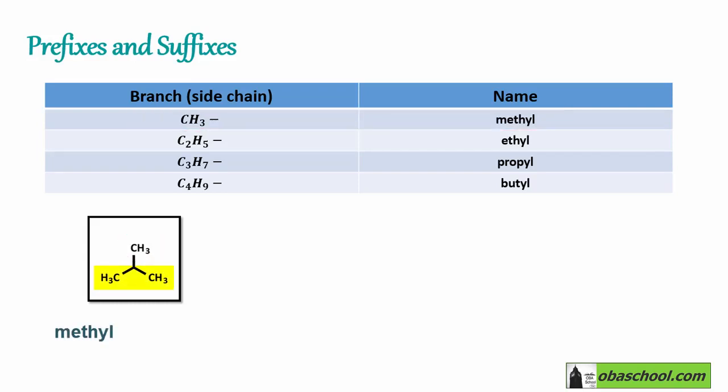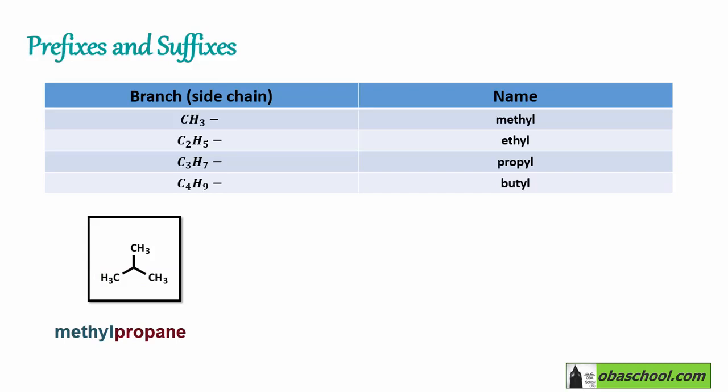And because we have three carbon atoms in the main chain, and all the bonds are single, then the name of this main chain is propane. Prop because we have three carbon atoms, and ane because all the bonds are single. So this is methyl propane.